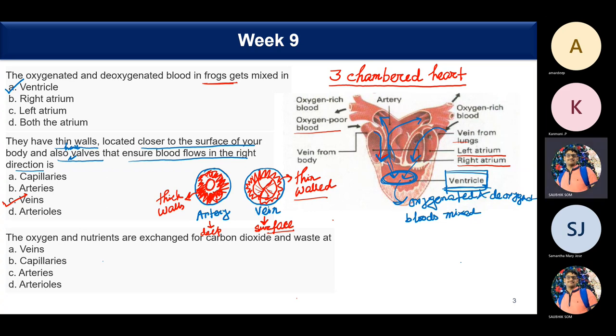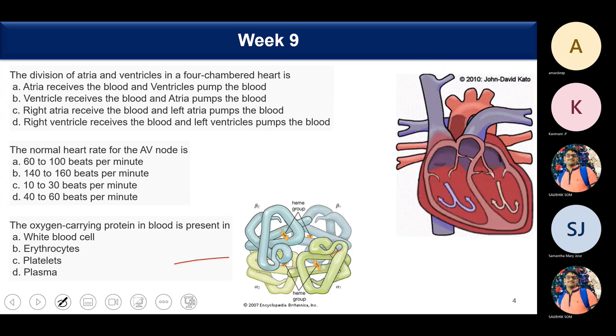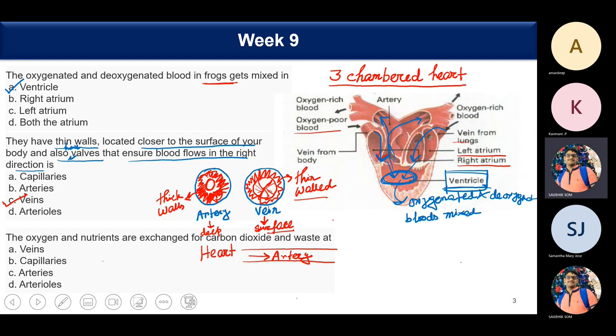Okay. The oxygen and nutrients are exchanged for carbon dioxide and waste at veins, capillaries, arteries, and arterioles. Now, how does our system work? If this is my heart, from the heart pumps the blood through the artery. This artery then forms arterioles, right? They will form multiple channels, arterioles. Then arterioles get divided into very small thin species. Finally, there is a junction from where the capillary is formed, right?